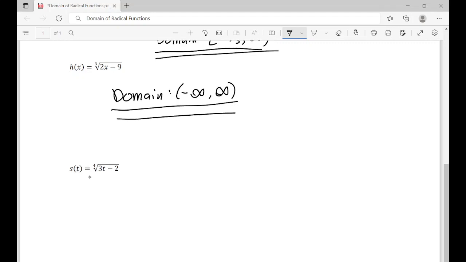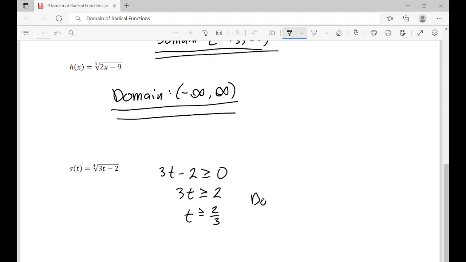Last, we have s of t equals the fourth root of 3t minus 2. Again, we have an index here that's even. It's a 4. Even if it's a 4, we still treat it the exact same way with any even index. Just take what's underneath the root, 3t minus 2, and set it greater than or equal to 0. And solve. Add 2 over, 3t greater than or equal to 2, divide by 3, t is greater than or equal to 2 thirds.